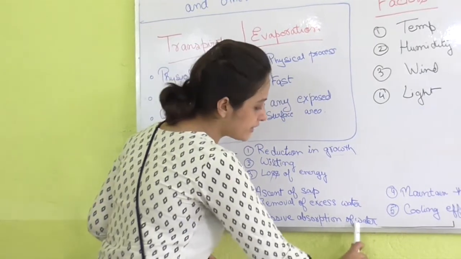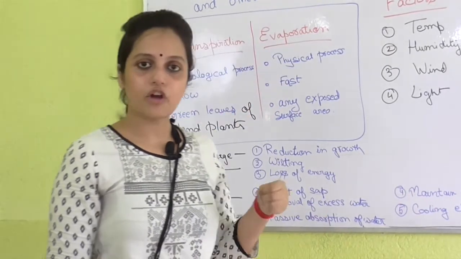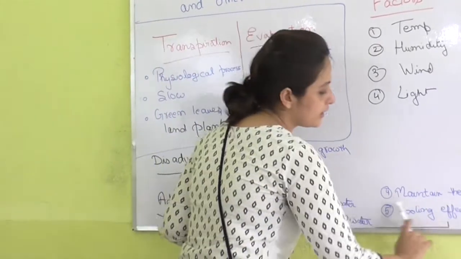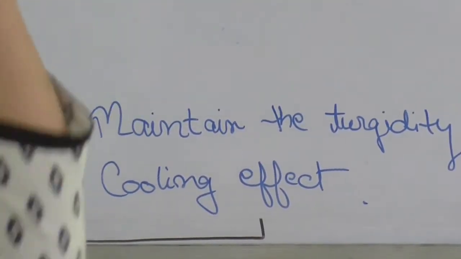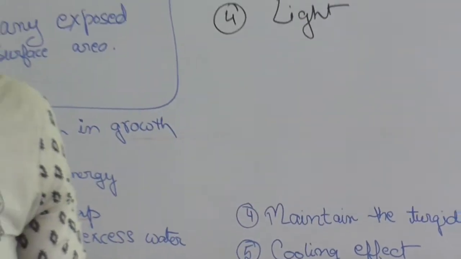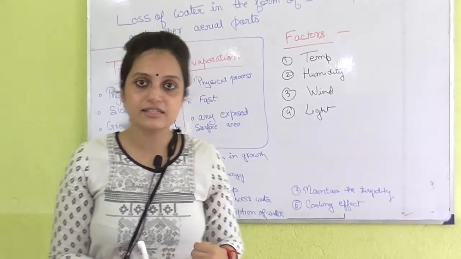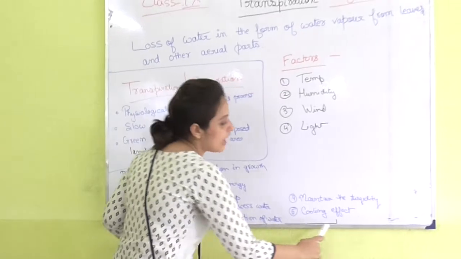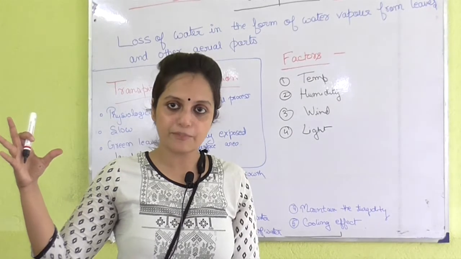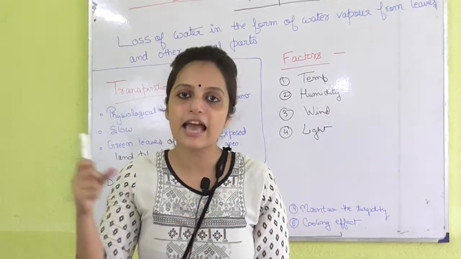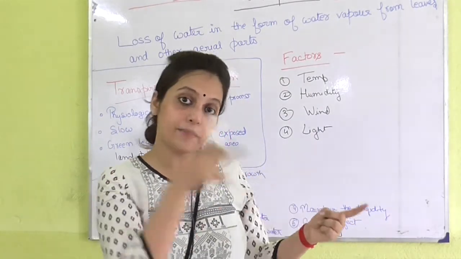Number three, it helps in the passive absorption of water. It helps in the absorption of water from the roots. Next, it helps in maintaining turgidity. The cell remains turgid because of transpiration. If the cell is not turgid, it will not divide, it will not do its main functions, and it may die as well. Next, the last one is the cooling effect. When the water is going away in the form of water vapor, it is taking away heat as well. So while it is taking away heat, it is maintaining a cooling effect for the plant.